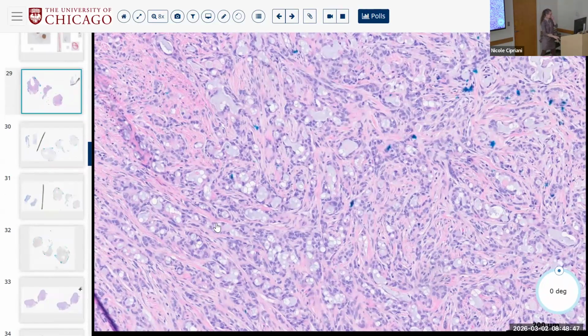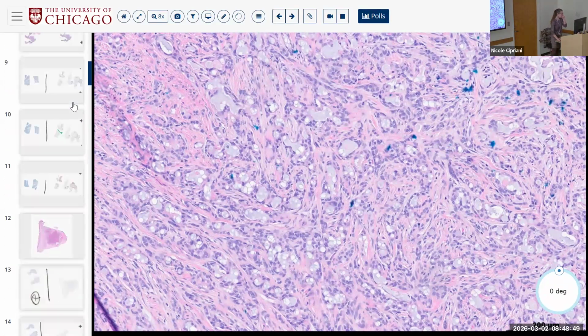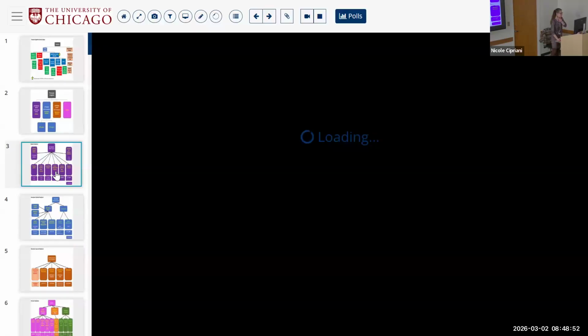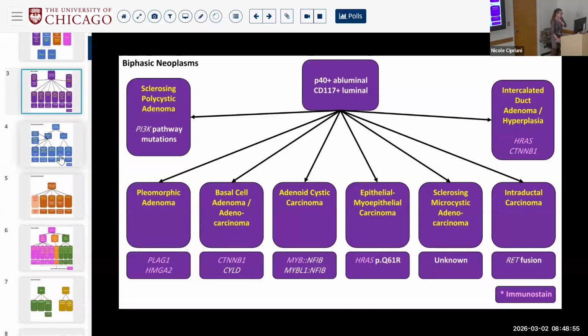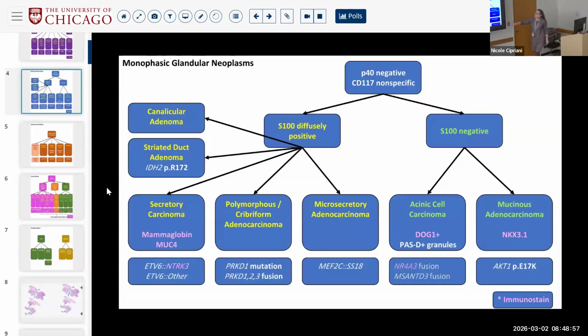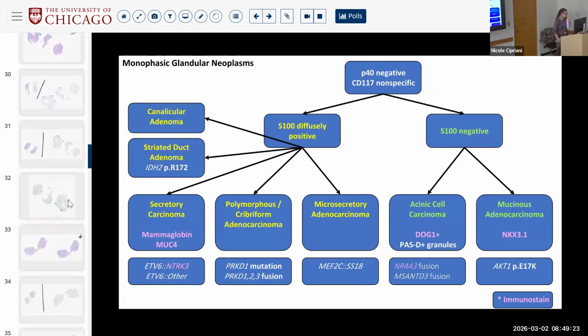Microsecretory. Exactly. This is relatively newly described and pretty rare. But it's in the P40 negative, S100 positive group. It is defined by glands that look a lot like secretory, but with this fibrocellular stroma, and often it has SS18 fusions. So this is microsecretory. You may or may not ever see it, but now you've seen it.